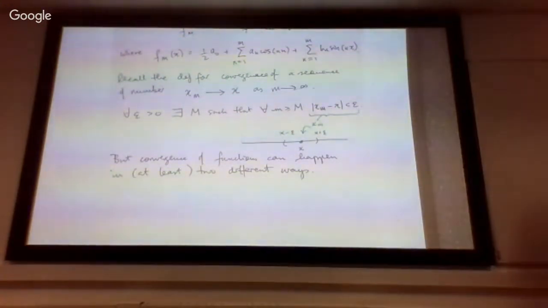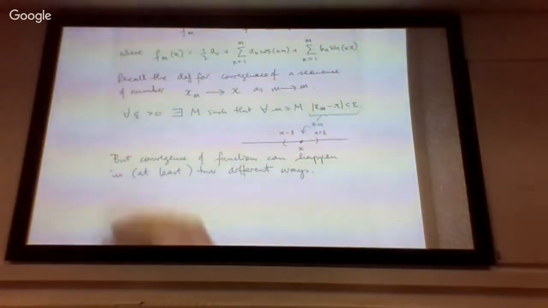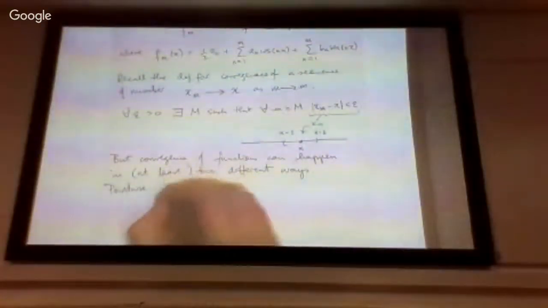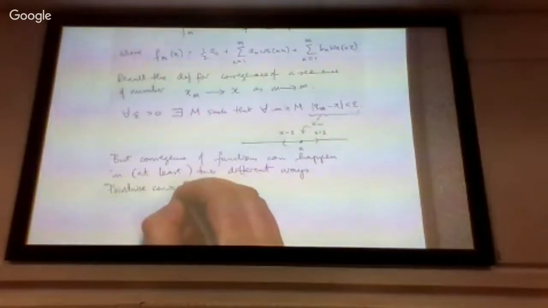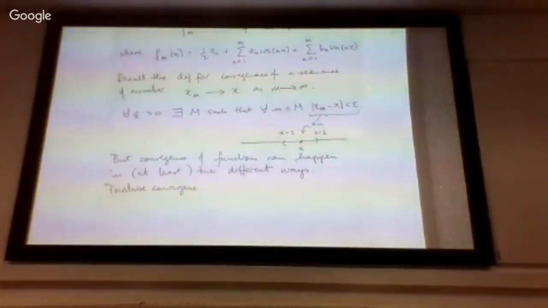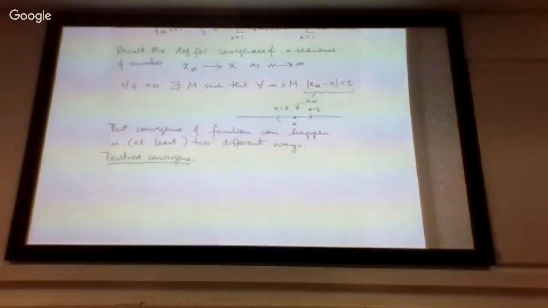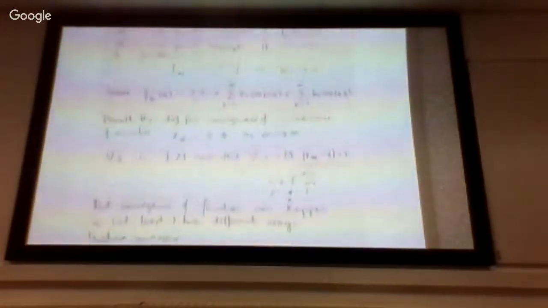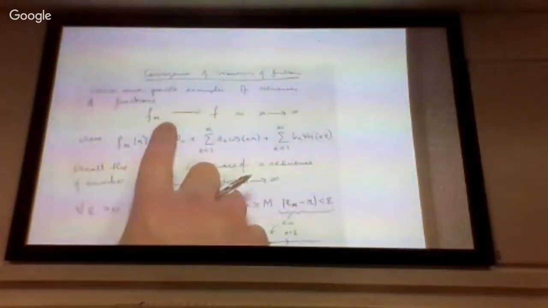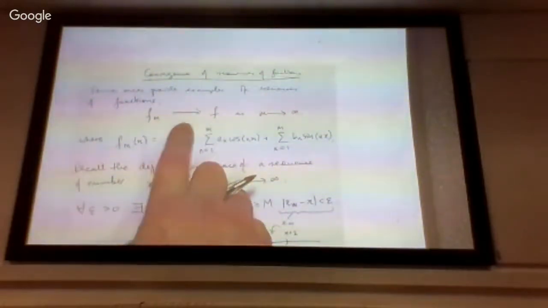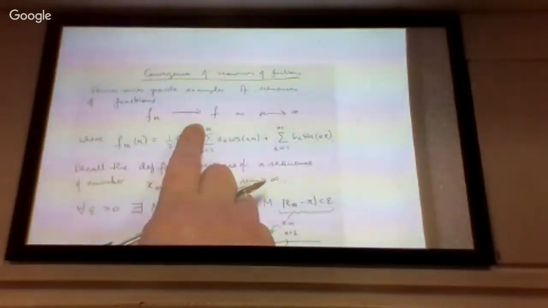And the two types we're going to look at, the definitions, just to understand the differences in what they're saying, are pointwise convergence and uniform convergence. The pointwise convergence: remember now, we're in this setting where we've got a sequence, not of numbers, but a sequence of functions that is converging to a limiting function.